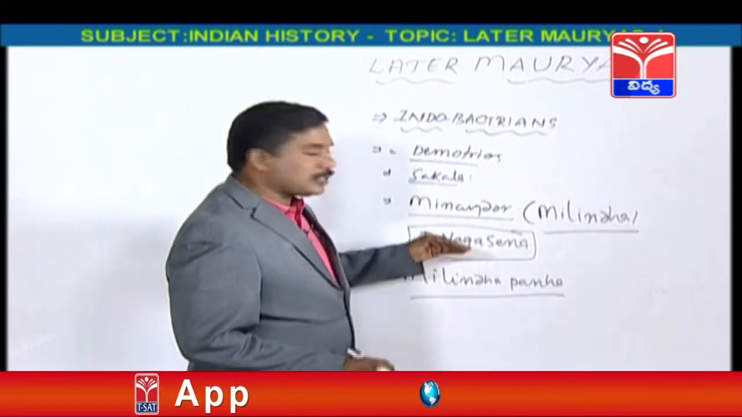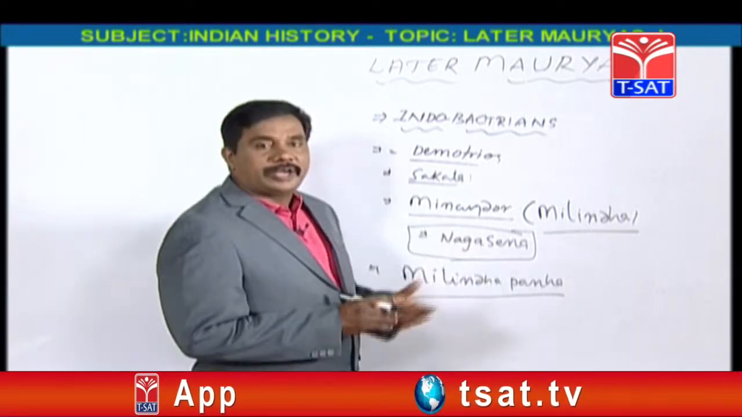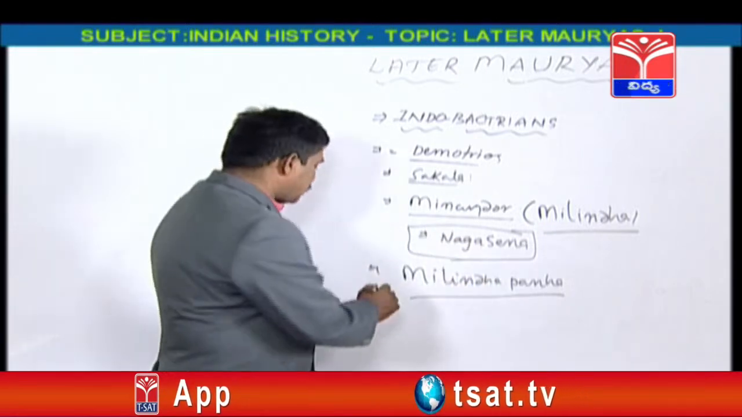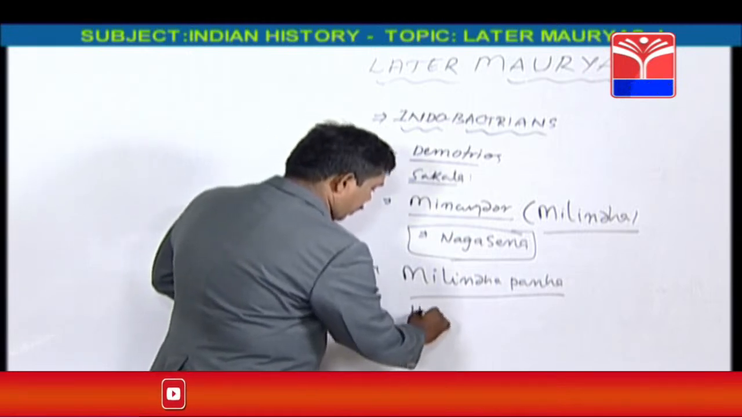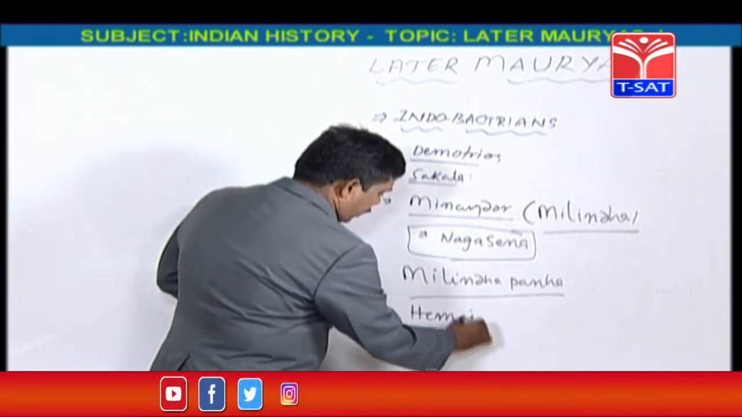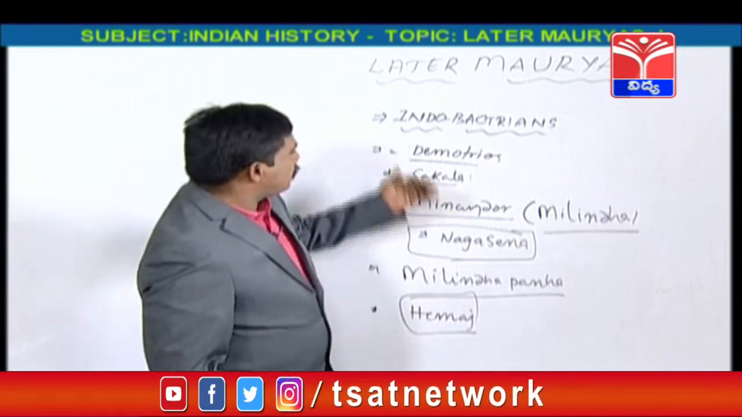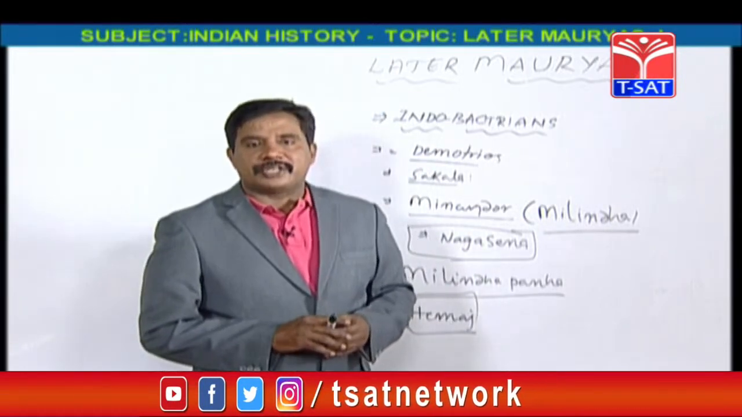So Menander was the strongest king. He developed the Indo-Bactrian kingdom. And the last one in the Indo-Bactrian kingdom was Strato. Okay, so this is the Indo-Bactrian kingdom.